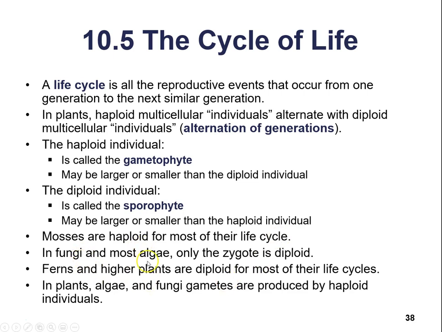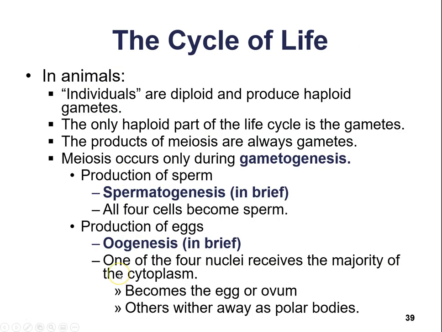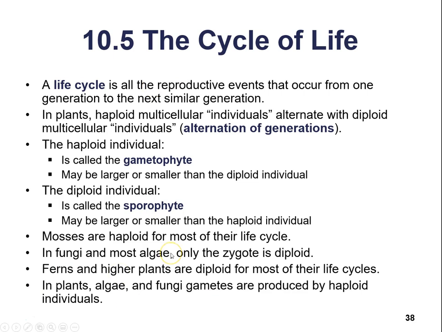Okay. Fungi, algae, only the zygote is diploid. Everything else, they're haploid. Ferns, higher plants are diploid for most of their life cycle. So there's variation within the plants. Anyway. So like I said, we're not really going to focus too much on this. I guess the only thing you really need to know is what is meant by alternation of generations, and that we see it mostly in plants.